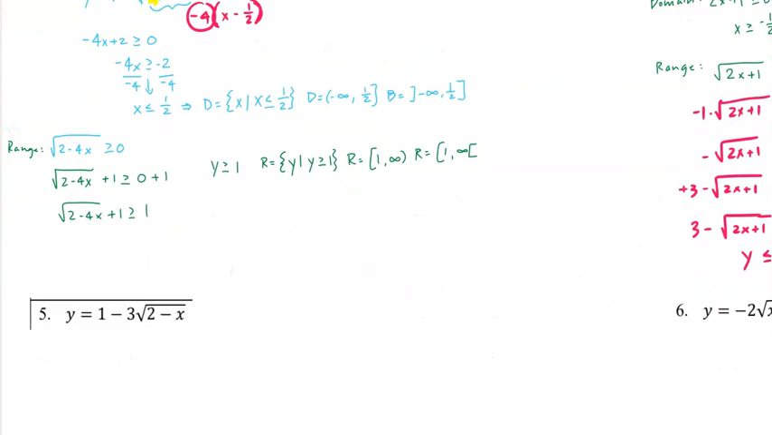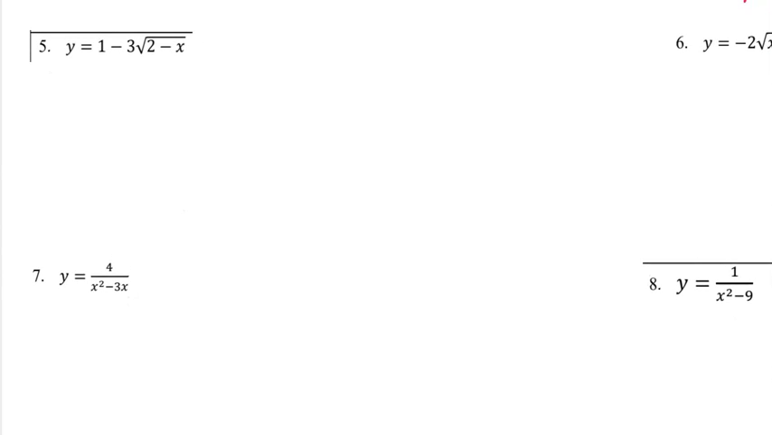Next one, number 5. Once again, I'm going to take that radicand, 2 minus x. The domain: 2 minus x has to be greater than or equal to 0. -x is greater than or equal to -2. U-turn. Let me just check my work. Okay, let's write that in set builder notation. X such that x is less than or equal to 2. Domain is going to be -infinity to 2. 2 is going to be the highest number for the domain. Let's go ahead and write it the European way.